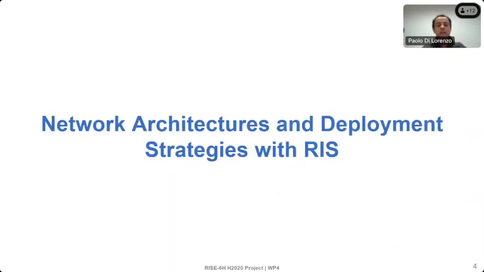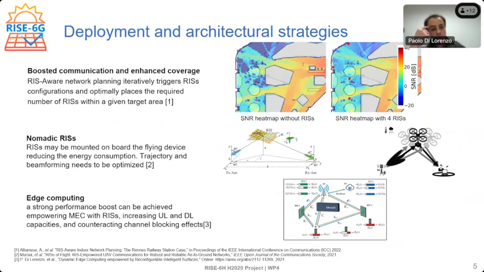Regarding network architecture and deployments, we have considered mainly 3 scenarios. The first one is boosted coverage in a railway station. Here, for instance, we can see that without the presence of RIS, we have several coverage holes. Putting some RIS in this scenario, which are these red dots, we can see a large improvement in terms of SNR and coverage.